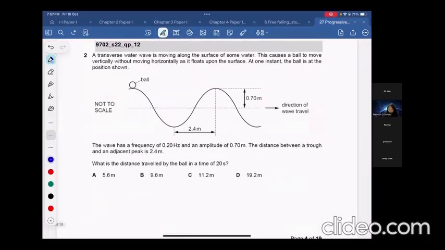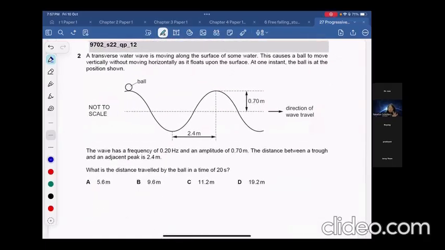Here, dear. Transverse water wave. This one they tell you this is transverse. It's moving along the surface of some water. This will cause the ball to move vertically. Remember, the ball moves vertically without moving horizontally. This means that it gains the energy but without transferring the matter. So the ball only will go down, go down, and then go up to the same position. It won't go away.